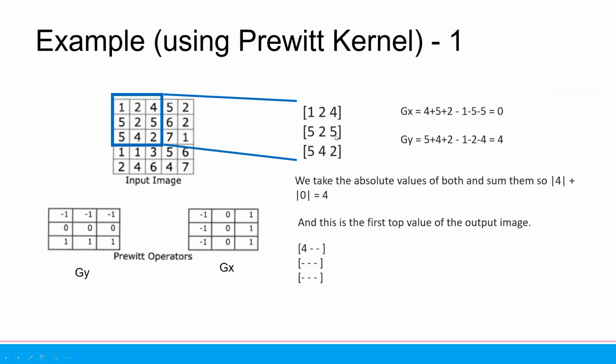So we need to take the absolute values of both. Making the absolute of this, then we will sum them. The result will be 4. So this is the first top value of the output image. Using this, we have a new number which is 4, and we create a new matrix like this.